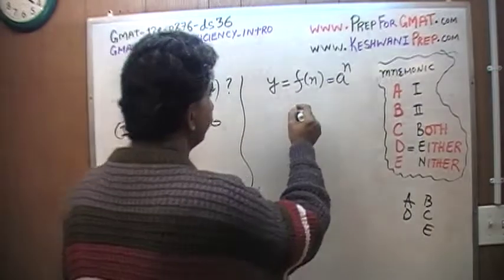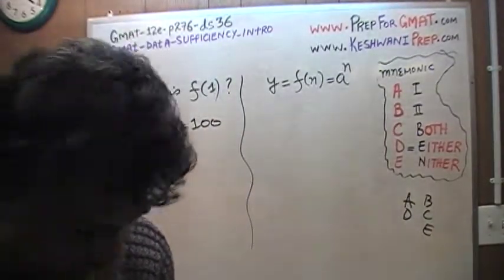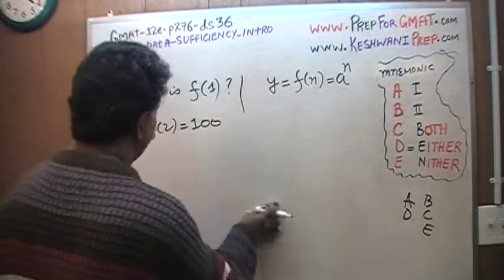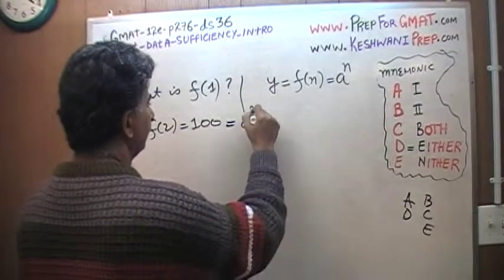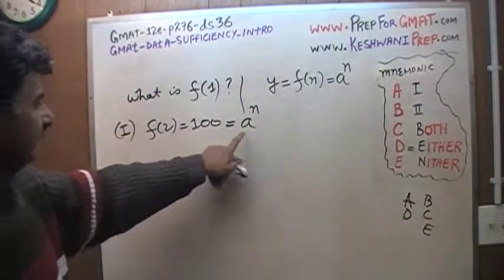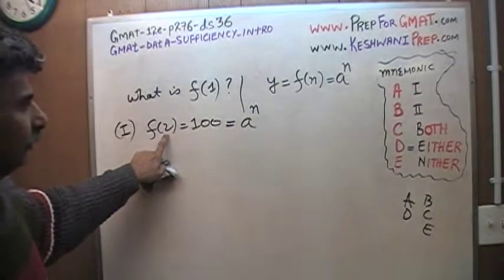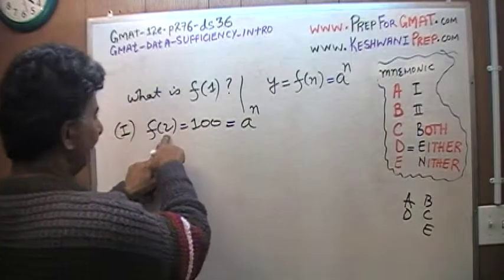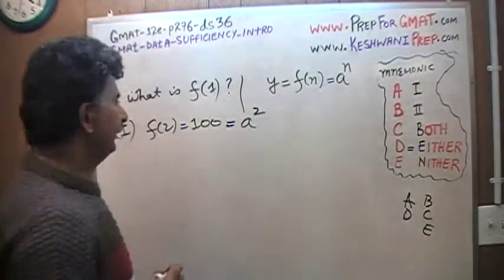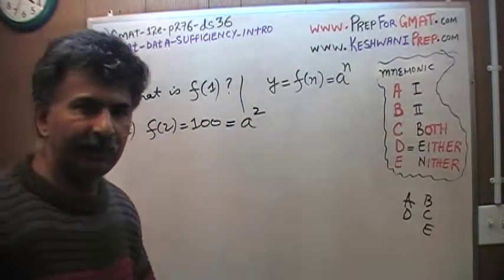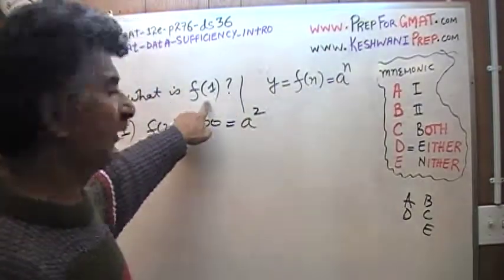We know that f of n equals a raised to n, and that we have just been told equals 100. So the value of n here is 2. Where I see n, that's your n, so I can replace it with 2. Does that help us in determining the value of a? Because we need to figure out the value of a, the constant, before we can answer this question.